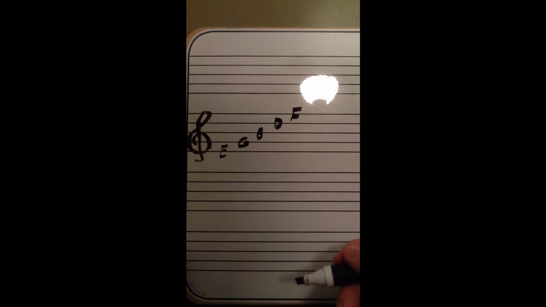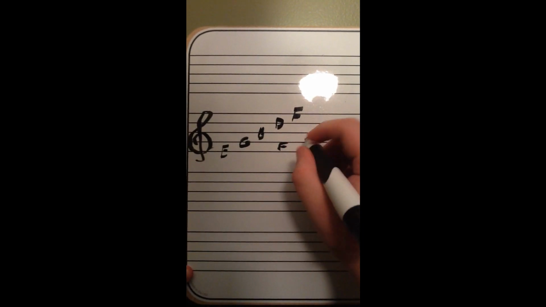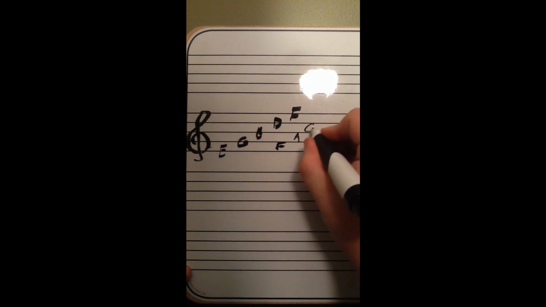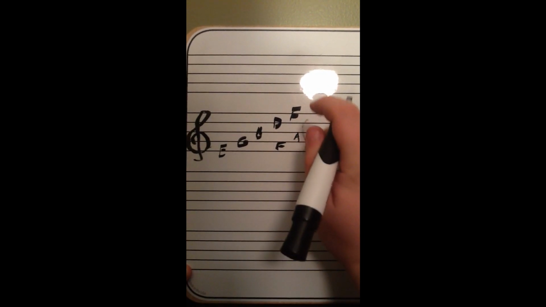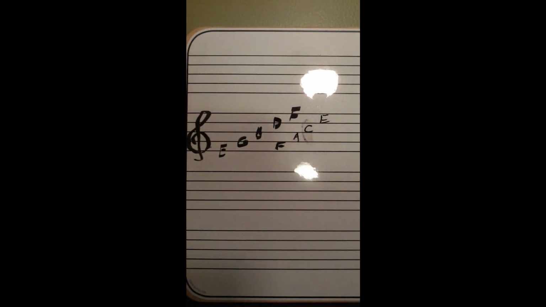So think every good boy does fine, and that's all the lines for treble clef. Then for the spaces, think of the word face. F, A, C, E. Face. Alright? So if you want to write that down, or snapshot that screen, that is the notes for the treble clef. Every good boy does fine, and face. Okay? So that's treble clef. Now we'll move on to bass clef.